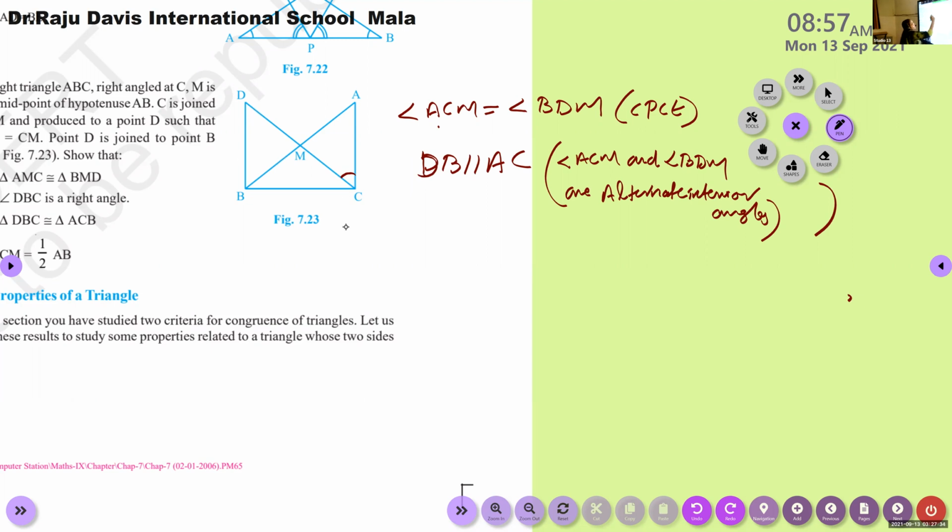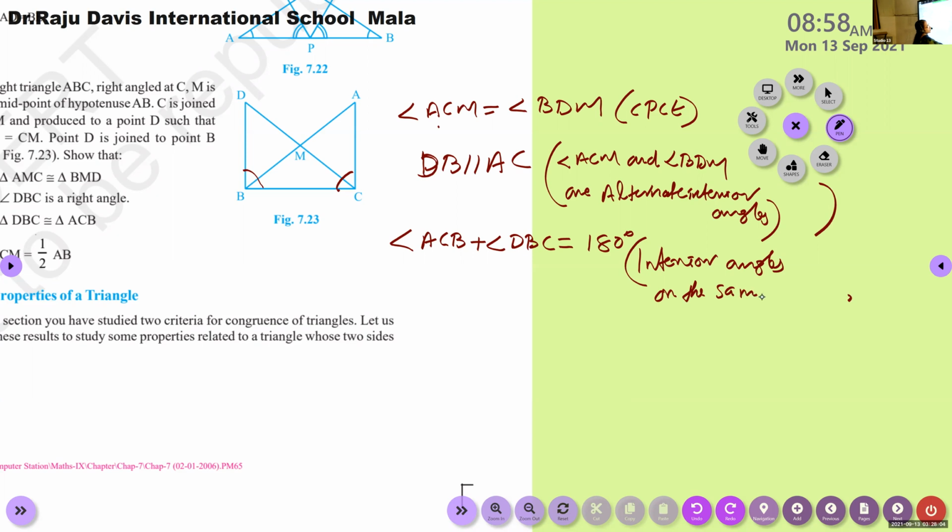And if DB is parallel to AC, these two angles are co-interior angles, or interior angles on the same side of the transversal. So we will write angle ACB plus angle DBC equal to 180. Reason: interior angles on the same side of the transversal.